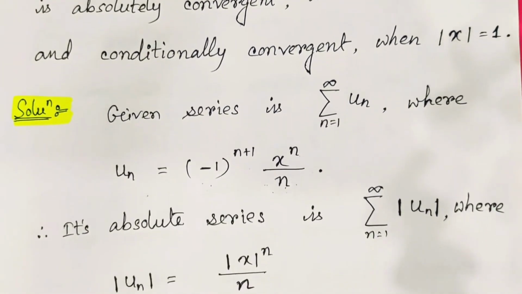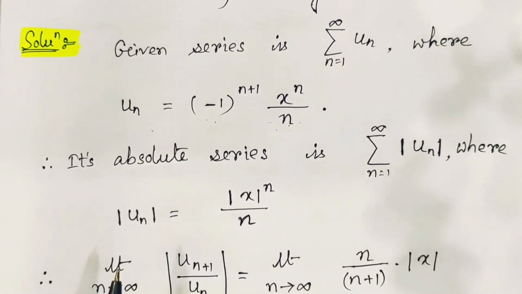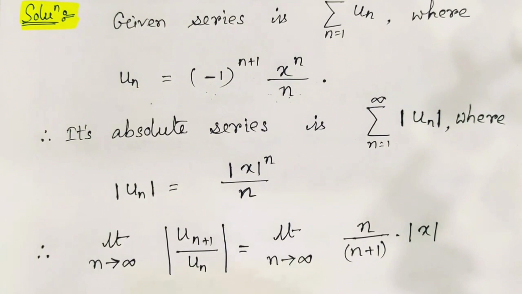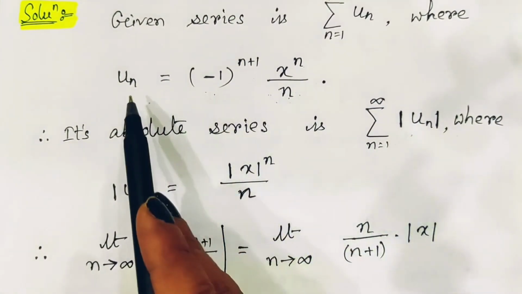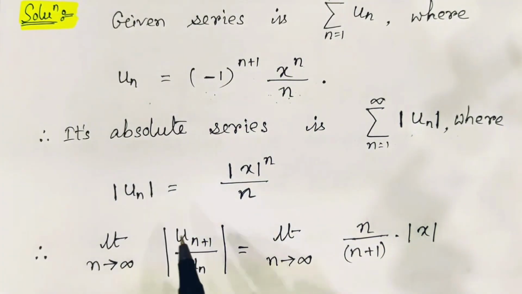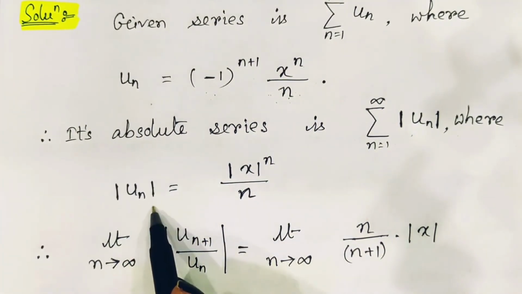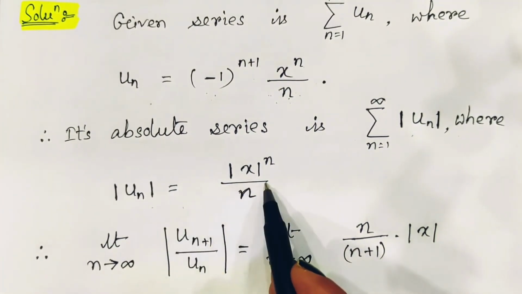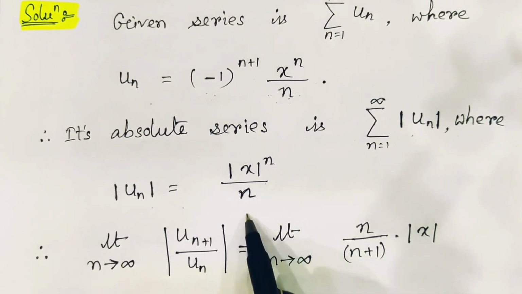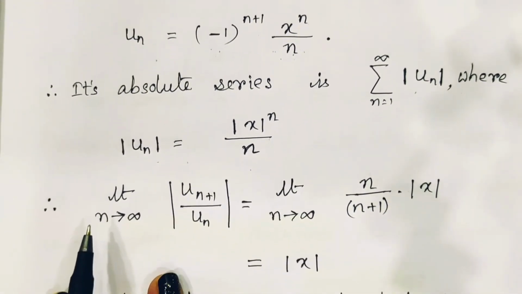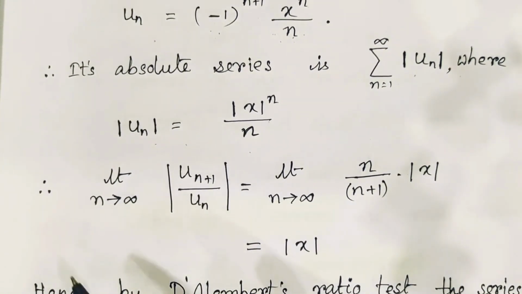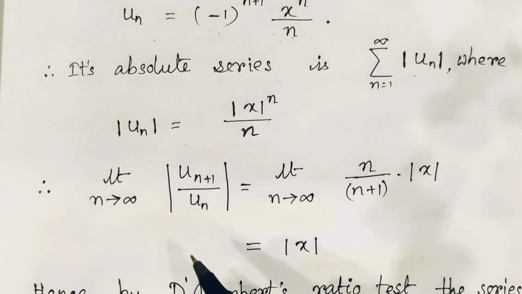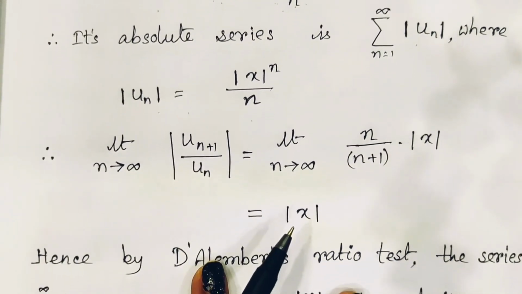So u_n is the representation of each term for this given series. After getting this, for the absolute convergence test, what to do? We at first take the mod of each and every term. Then we find mod of u_n equals mod x to the power n divided by n. Now we have to verify whether this converted absolute series is convergent or not. For that we take D'Alembert's ratio test.